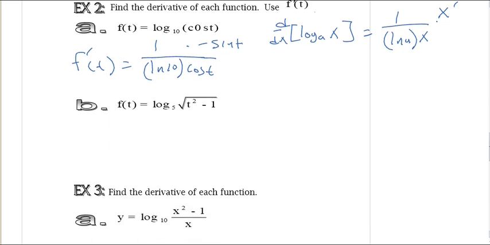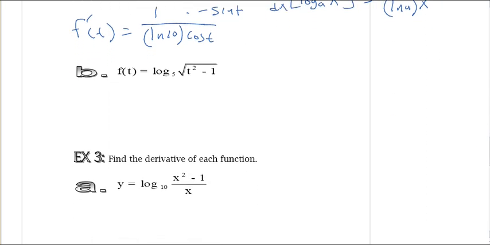Okay, so the next one looks like it might be chain rule. Let me switch colors to switch gears a little bit. Let me rewrite this. This can be the same as log of base 5 of t squared minus 1, all to the 1/2 power. Now we can drop down the exponent using properties of logarithms, so we don't have to do chain rule. I'm going to leave it as chain rule so we get some practice.